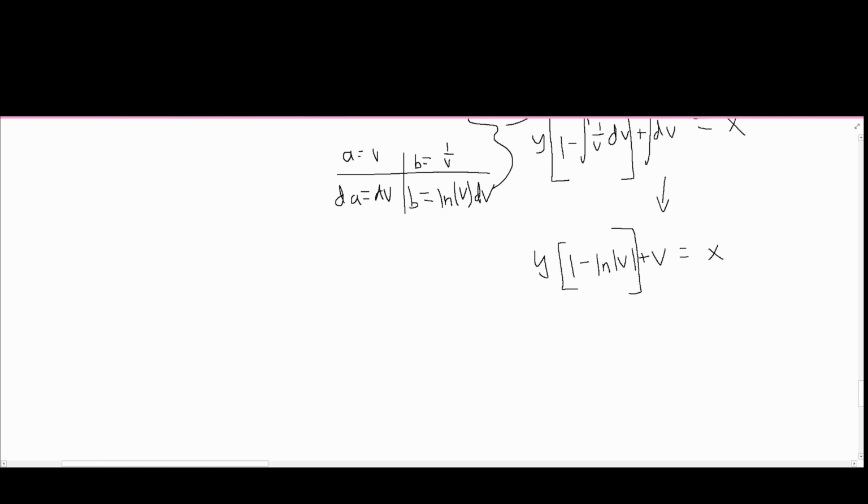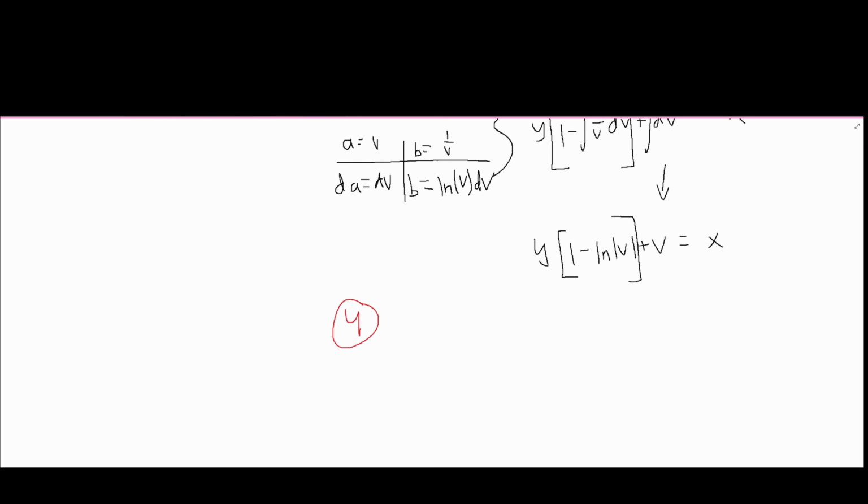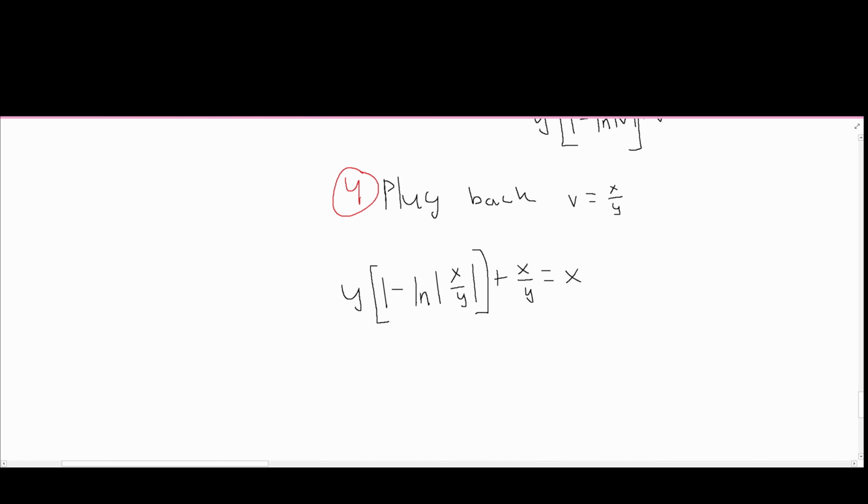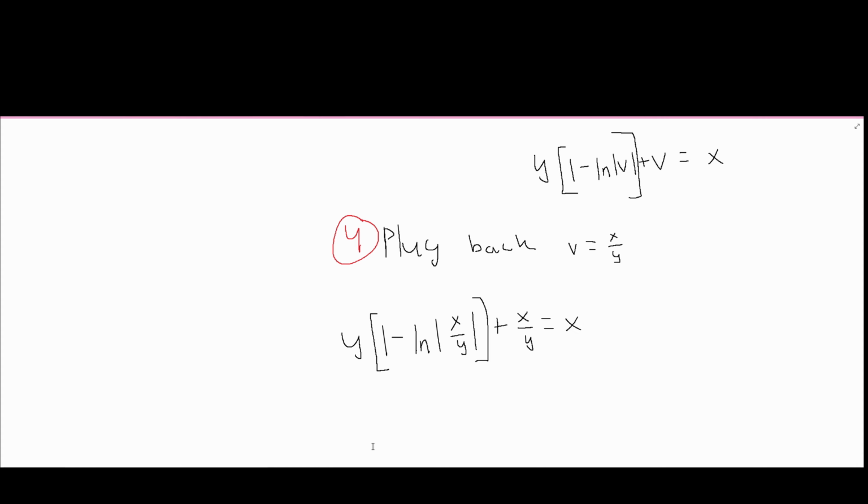We're going to move on to step 4, which is to plug back in our x value, well actually our v value now, which is going to be v is equal to x over y. So we can't really do anything else here. This is really it. There's not really any other way to simplify this.